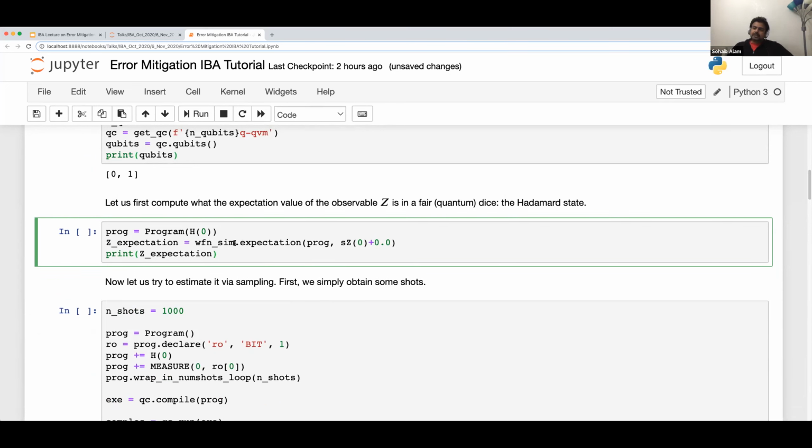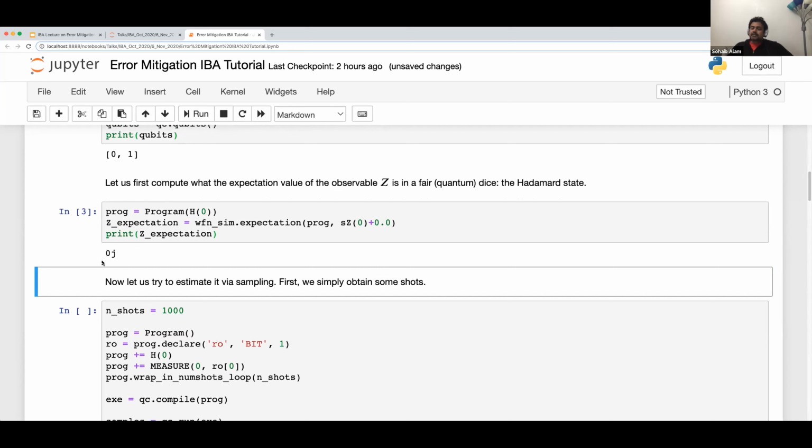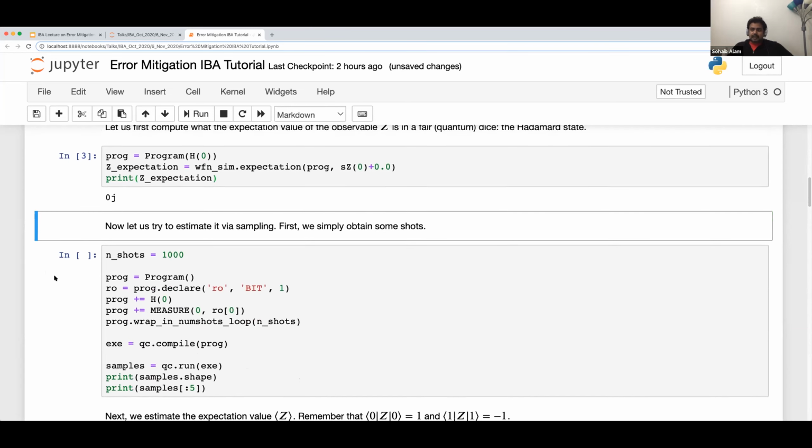We simply used the wave function simulator and its expectation method, in which we prescribed the program that prepared the quantum state in which we wanted to compute the expectation value. Then we also defined the observable that we wanted to measure in that state. Here it's just Z as the observable. And in this particular state, it should just come out to be 0.